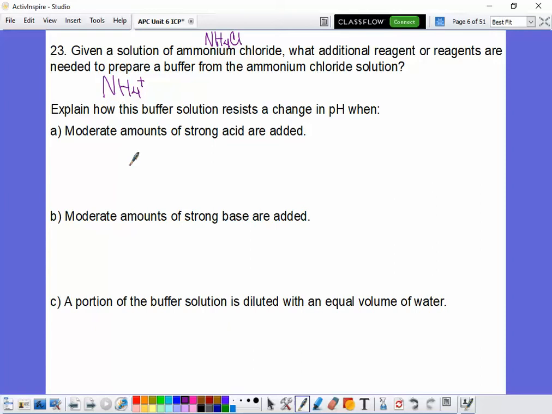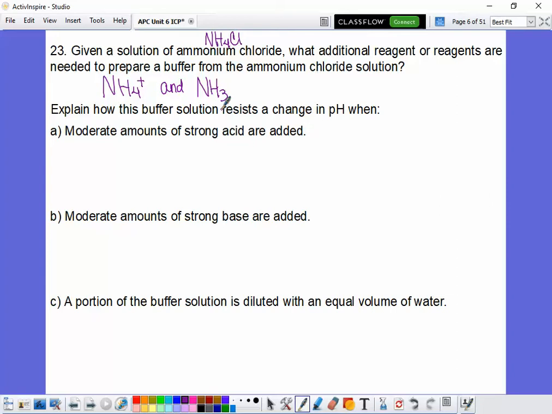Okay. So if NH4 plus is in this buffer, what else must be in the buffer in order for it to be a buffer? NH3. We need the conjugate base of NH4 plus. Okay. And there's my acid-base conjugate pair.